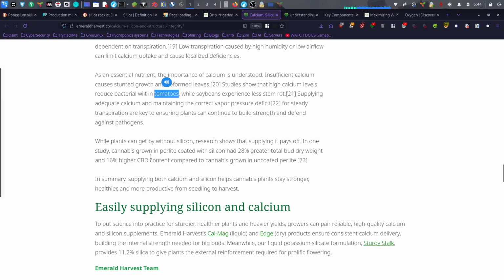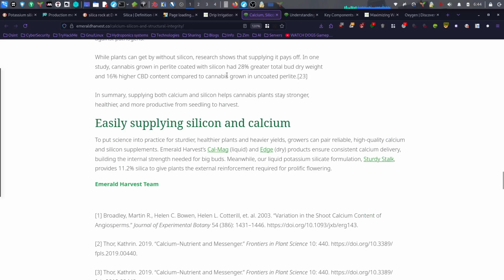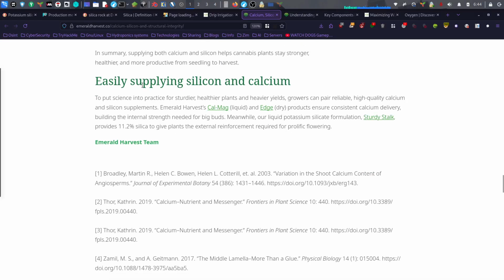While plants can get by without silicon, research shows that supplying it pays off. In one study, okay, cannabis grow, I don't use this. I want tomatoes, vegetables, fruits, maybe cherries. Perlite coated with silicon had 28% greater total pod dry weight and 60% higher CBD content compared to cannabis grown in uncoated perlite. I don't recommend using it. In my country, this is blocked. I'm not interested.